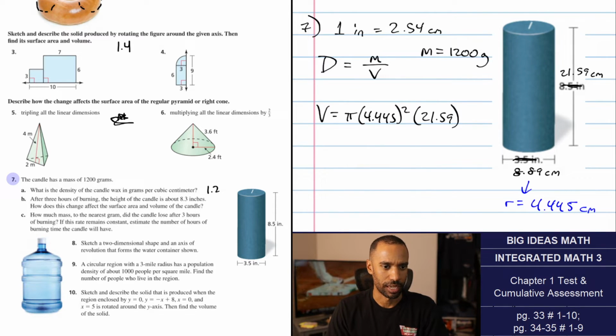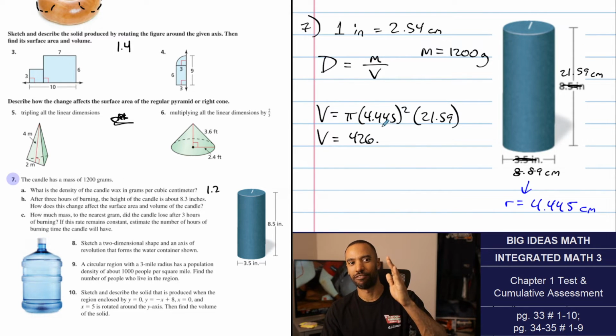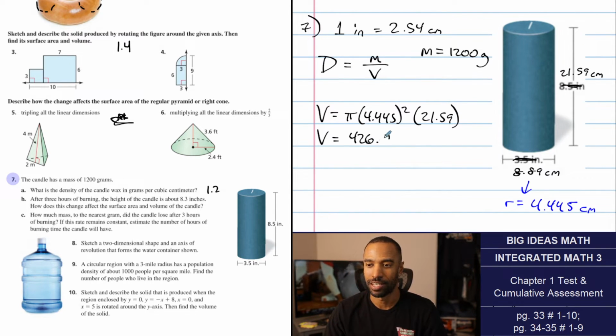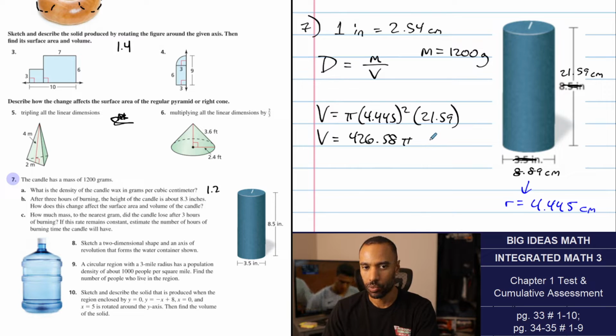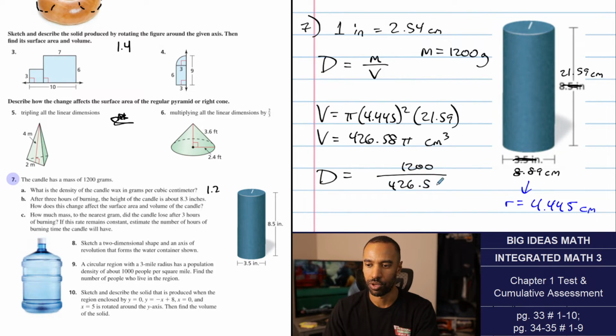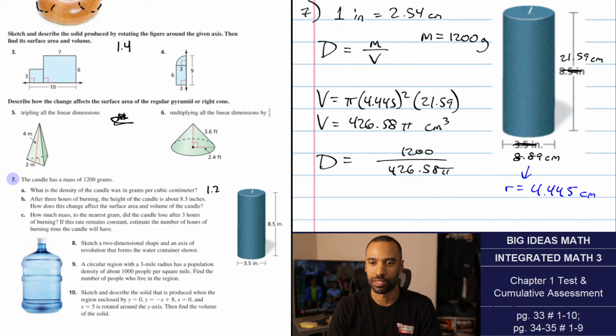I can't imagine the decimal thing's great. I don't even know if this is an exact number or if I lost decimals along the way. But 426.58 pi, there's more to it than that, I'm going to use the calculator. Don't worry about that. But density being mass over volume, we're going to do 1,200 over 426.58 pi. So I'm going to go to the calculator for that. We'll do 1,200 divided by the previous answer times pi.